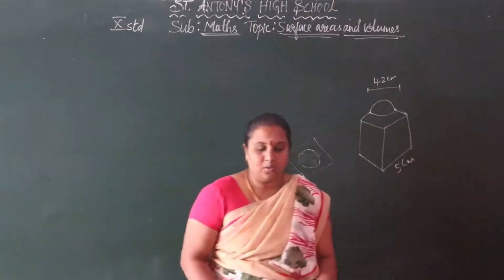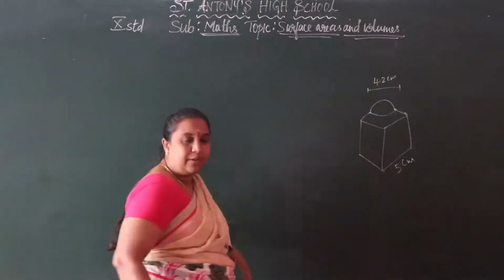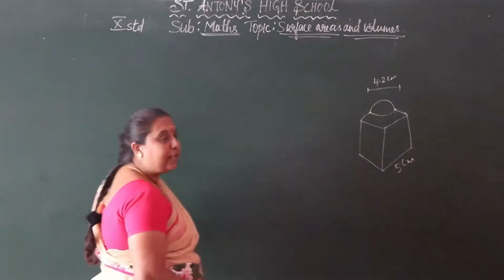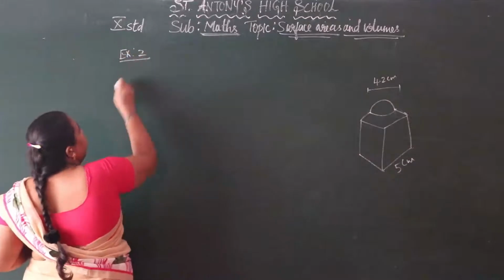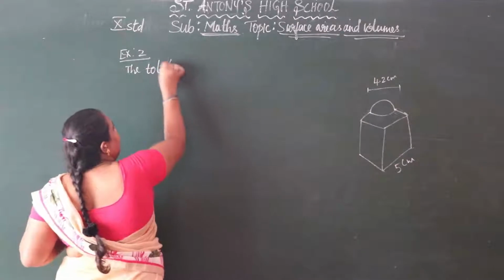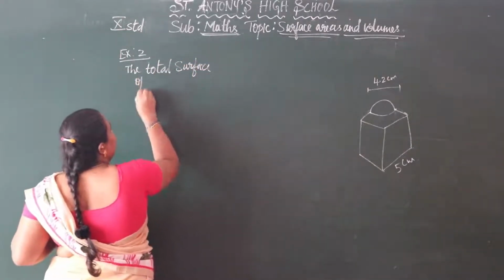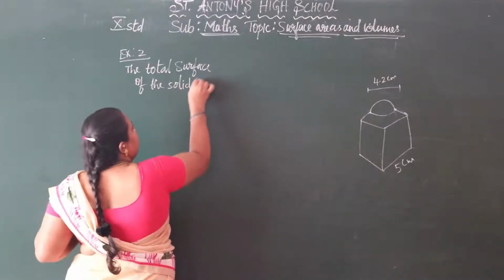Understood children? Now let us find this out. First we have to write the formulas, that is the surface area of the block. This is example 2. The total surface of the solid shape.